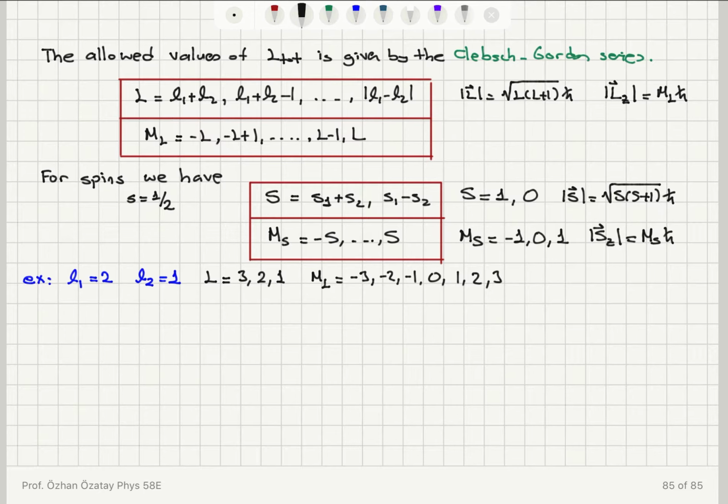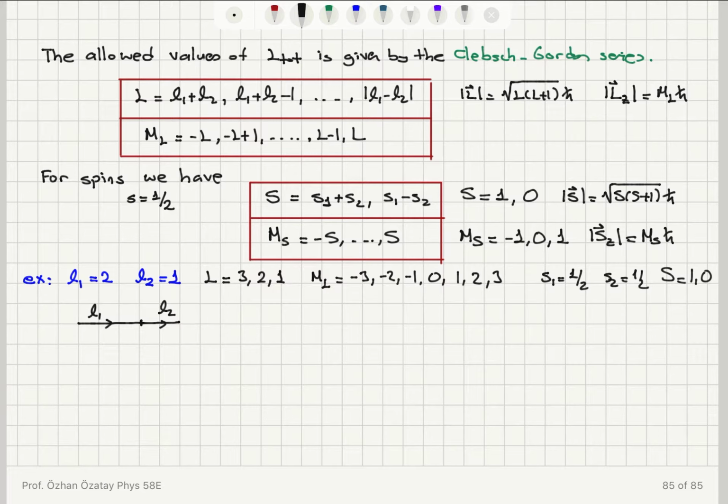And as for the spin, the first spin quantum number is 1/2, the second one is 1/2, and the total is 1 or 0. So you can see that when I add these angular momentum vectors, you have one angular momentum vector here, that is L1, and the other is that of L2. L1 has a magnitude square root of L1(L1+1) h bar, and the L2 vector has a magnitude square root of L2(L2+1) h bar.